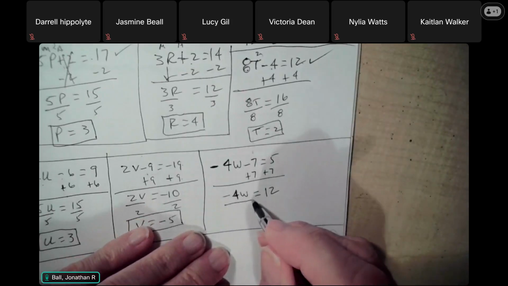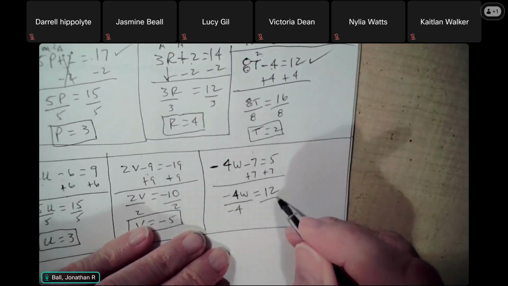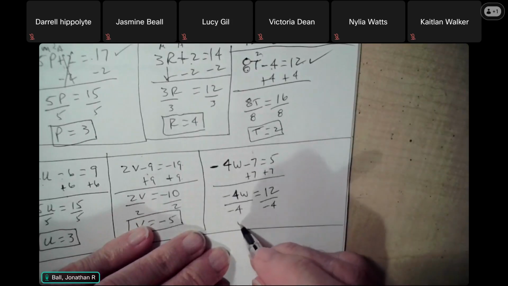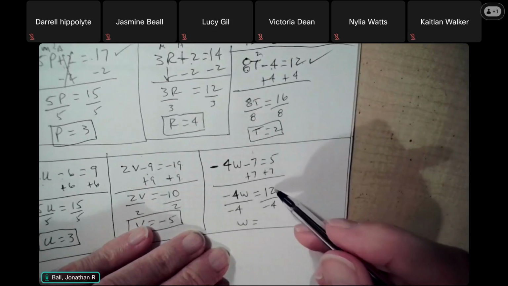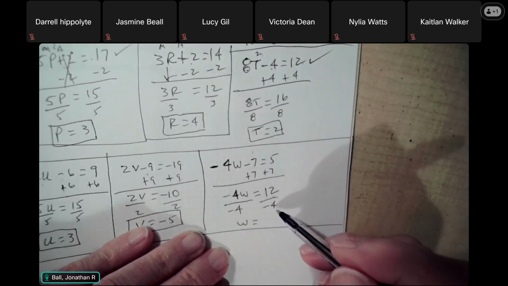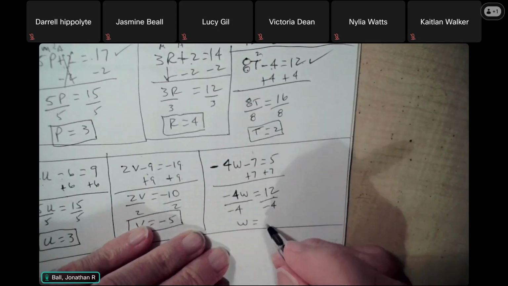Okay. Divide by negative 4, divide by negative 4. w equals, now we have a positive divided by a negative, which is a negative 3.